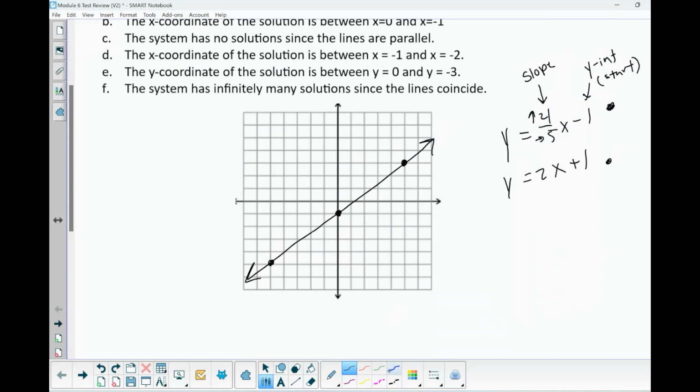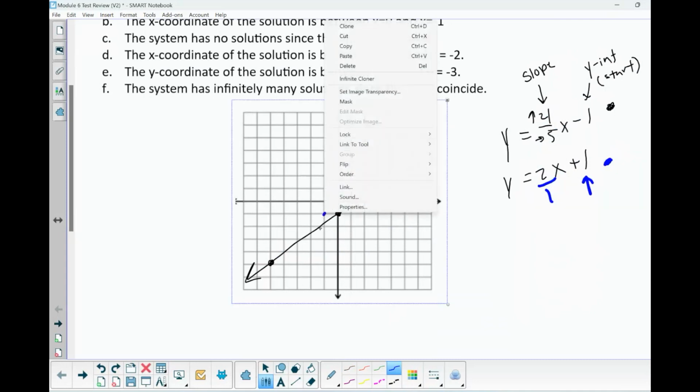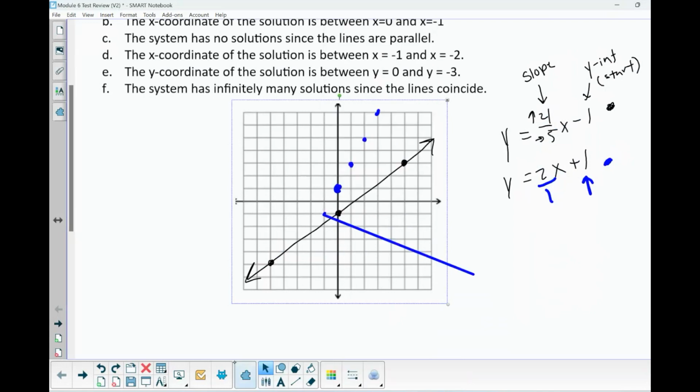We're going to do this one in blue. So we've got a y-intercept of +1 and a slope of 2. Now remember, if you don't have a rise over run, you can always turn any whole number into a fraction by putting it over 1. So now I know I'm going up 2 over 1, up 2 over 1, up 2 over 1, or the complete opposite, down 2, left 1, down 2, left 1. Connect our dots, and we have our system.